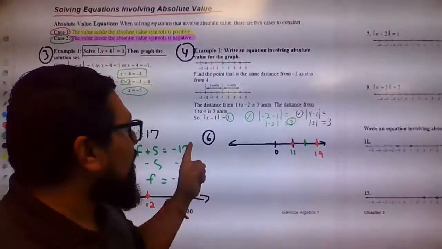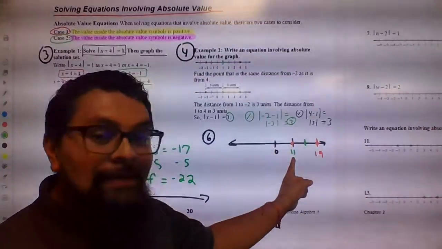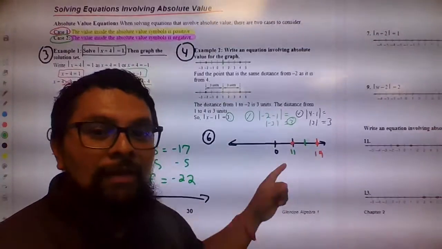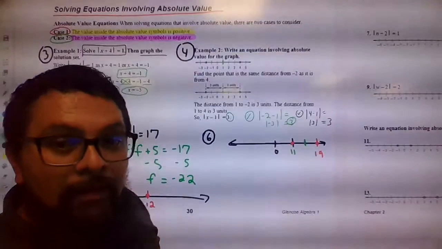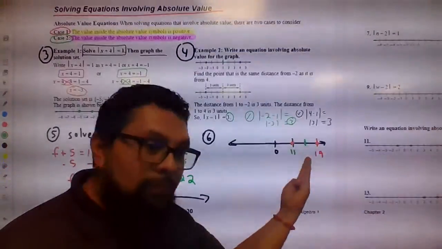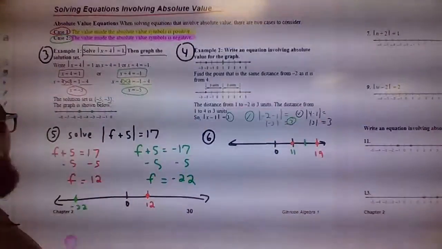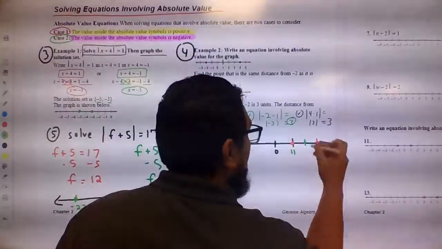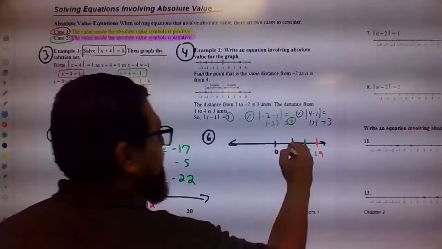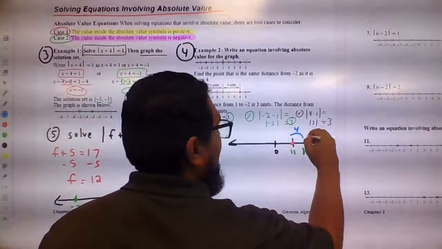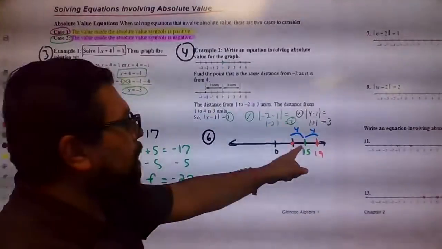All right, so we have example 6. So you draw a number line like this, put 0 here, and then put 11. 1 point is 11, 1 point is 19. So you're going to tell me what's the equation for this one, just like we did on this one up here. So first of all, what we're going to do is find the halfway point. So the halfway point between 11 and 19 is 15. Okay, so that means this is 4 units. And this is 4 units. Okay? So this is 4 units and that's 4 units.